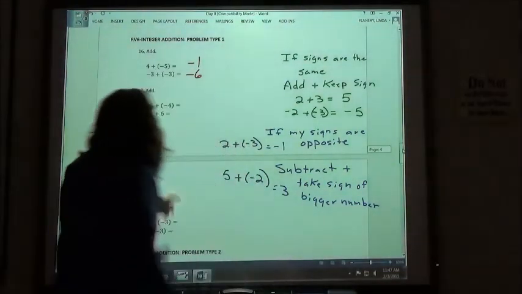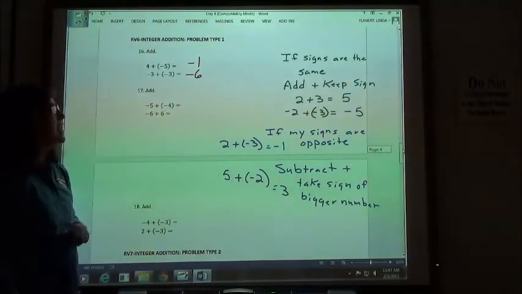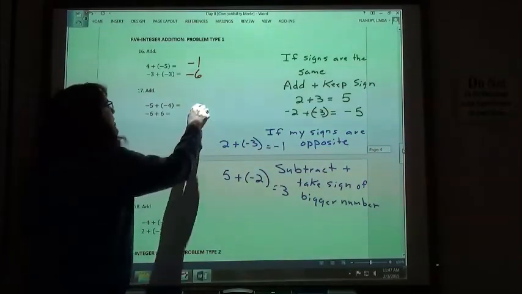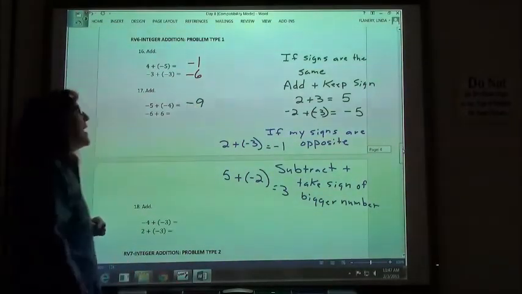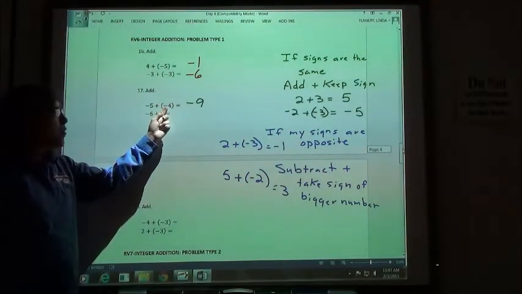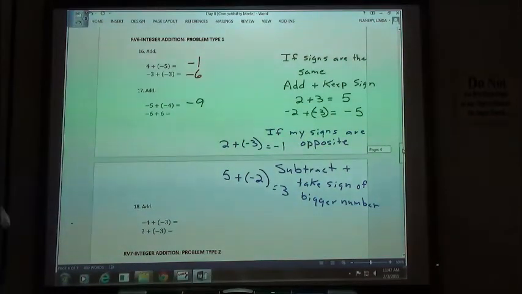Number 17. Negative 5 plus a negative 4. Both of them are negative. My rule, add and keep the sign. 5 plus 4 is 9. I keep the sign. It's negative. I owe you $5. I owe you 4 more dollars. I'm $9 in the hole, negative 9.